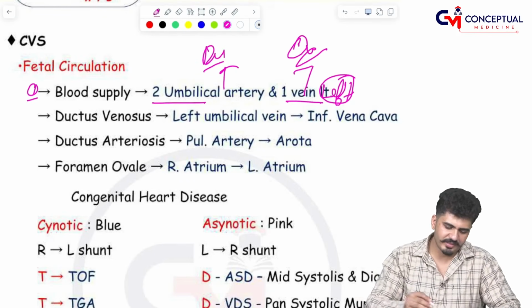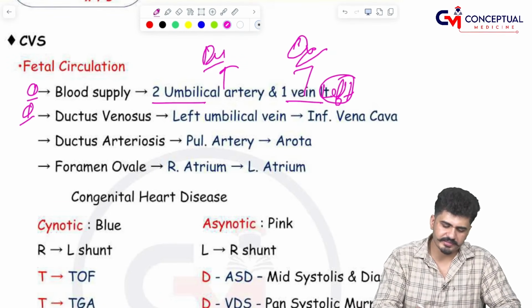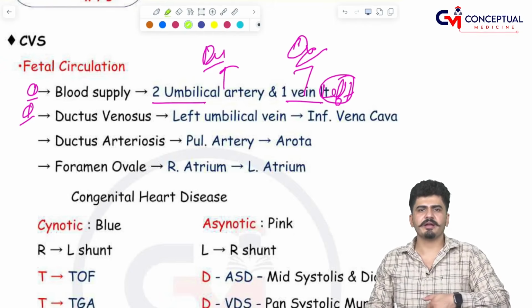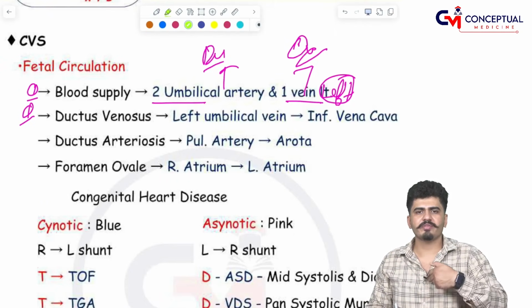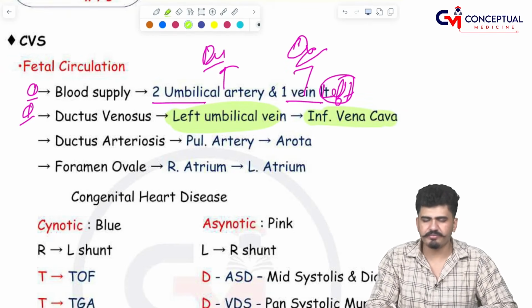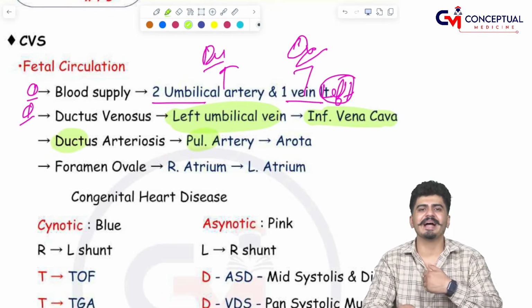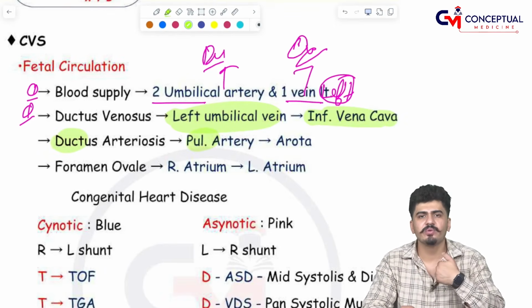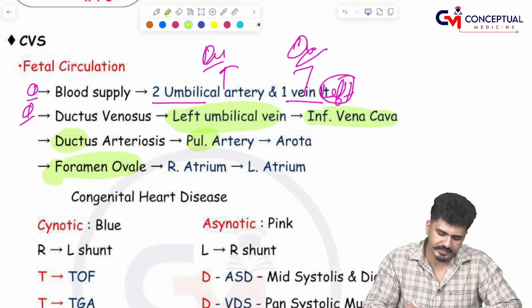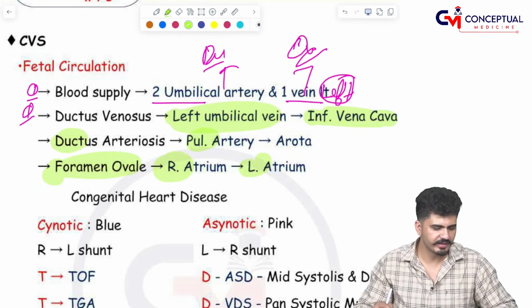Done, sir? Now coming to the ductus venosus. Ductus venosus connects what, sir? Remember, left umbilical vein into the inferior vena cava. Now ductus arteriosus: pulmonary artery to the aorta. Foramen ovale, sir: right atrium to the left atrium.